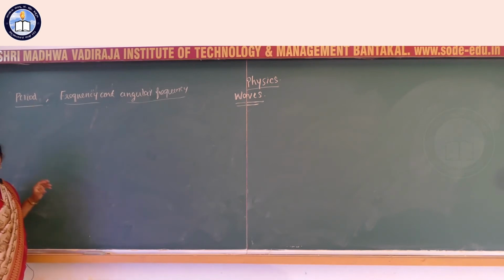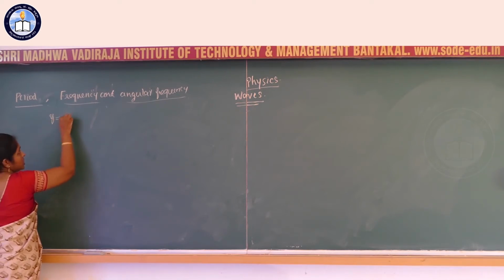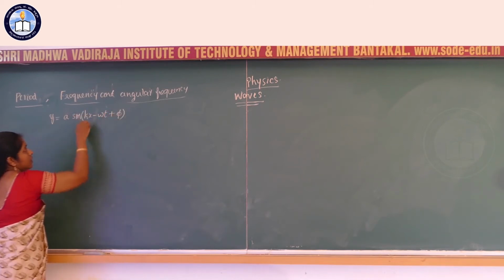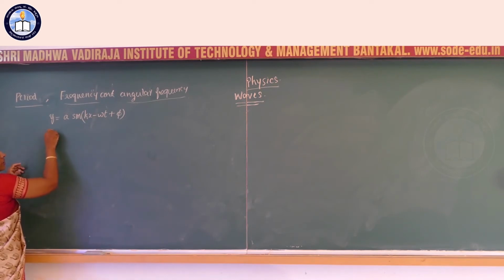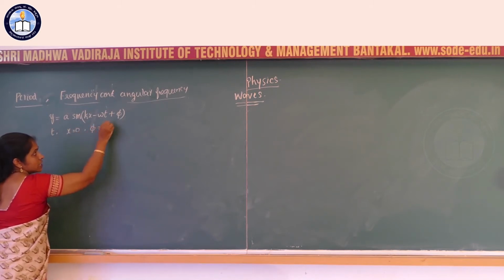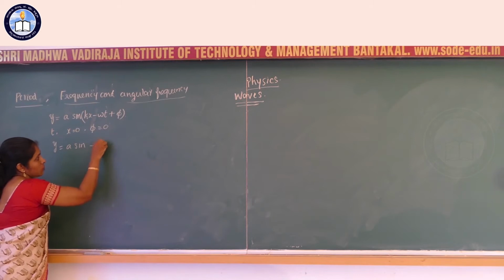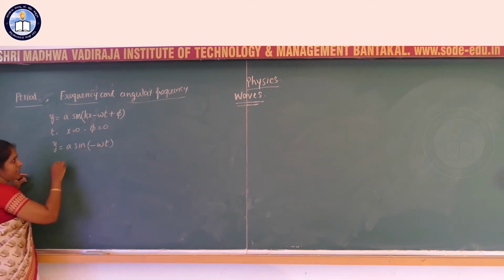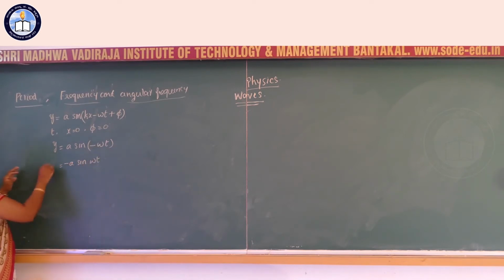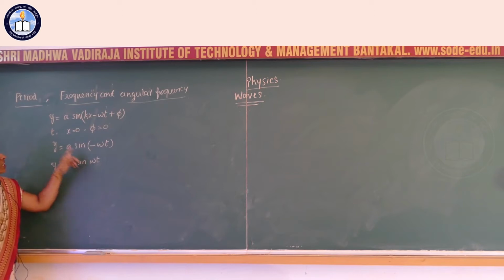Next, let us study angular frequency. To find the period, frequency and angular frequency of a wave, consider the displacement equation y is equal to a sin(kx minus omega t plus phi). Here, say at time t, k is equal to 0, x is equal to 0 and phase angle phi is also equal to 0 degrees. The equation becomes y is equal to a sin(minus omega t). Sin of minus theta is minus sin theta. Therefore, y is equal to minus a sin omega t, which is the displacement equation at time t.